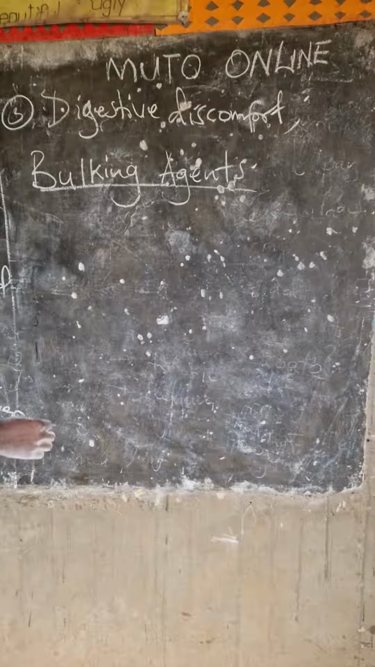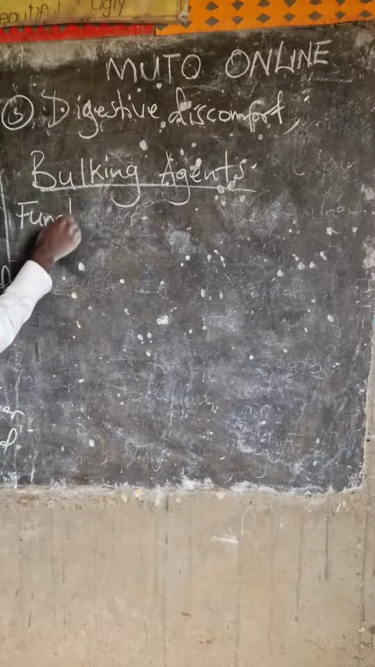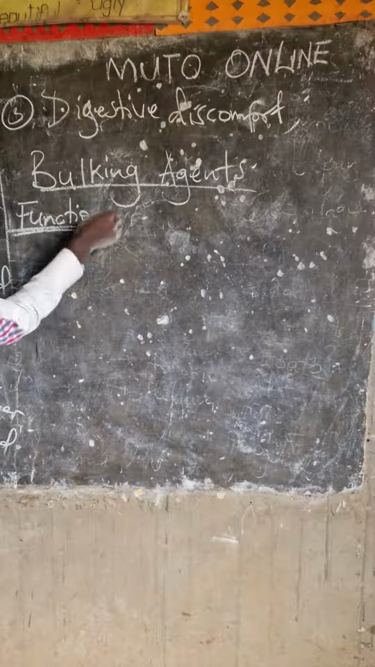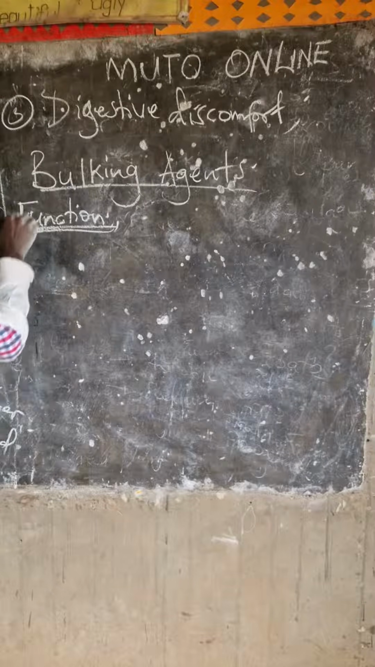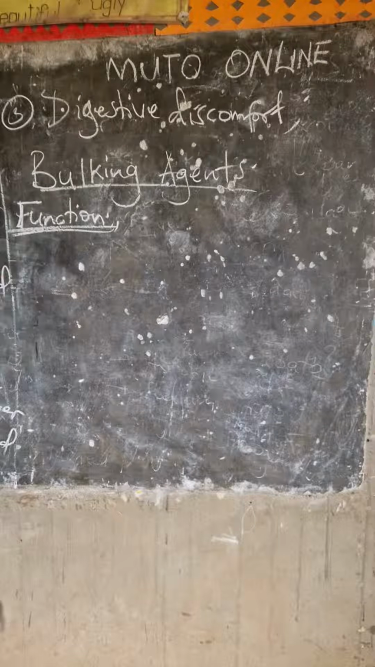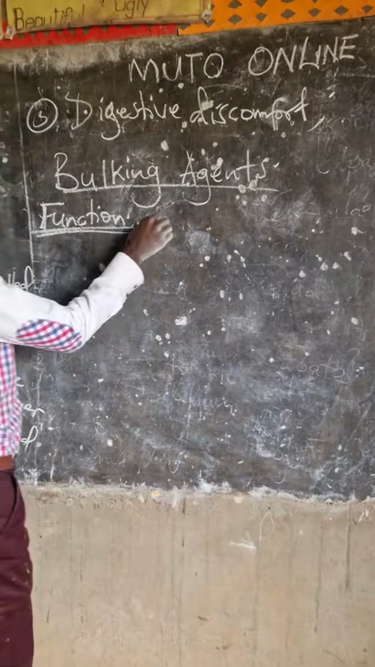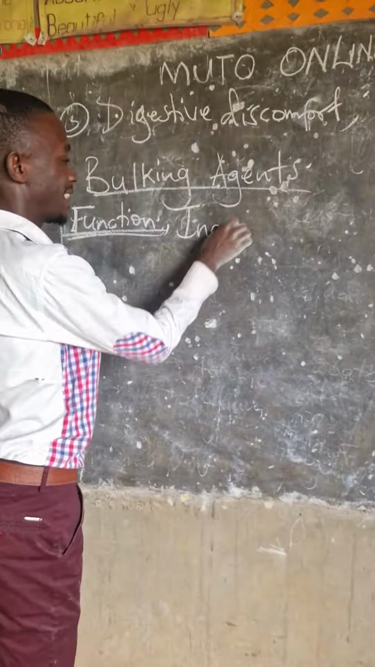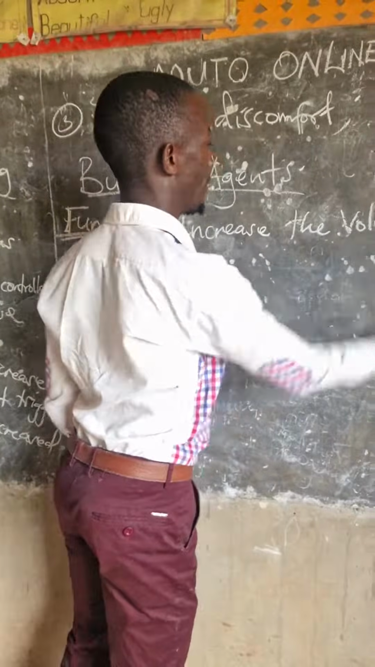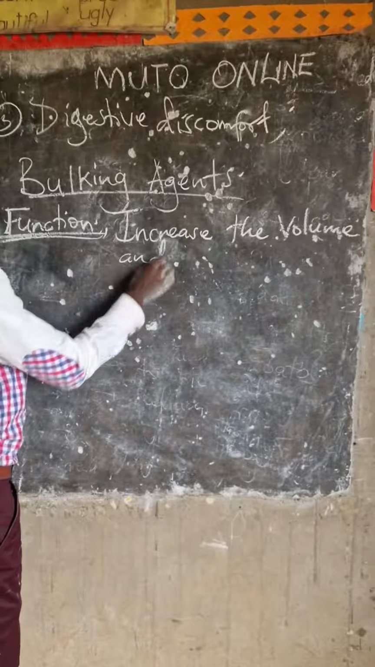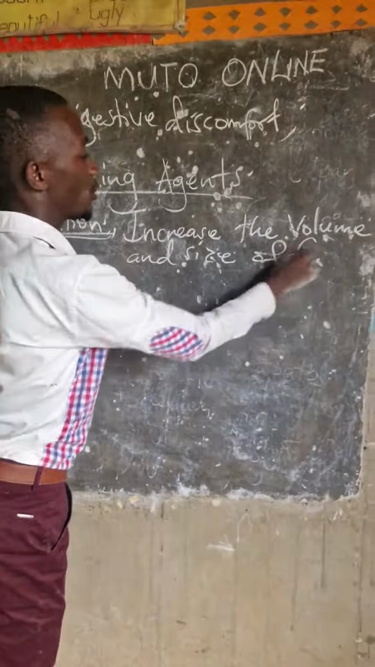Let's continue. The bulking agent, the function of the bulking agent. What is the function of the bulking agent? And who has ever heard about any bulking agent? Yes, Tufa is contented. Good. The function of these ones is to increase the volume and the size of food.